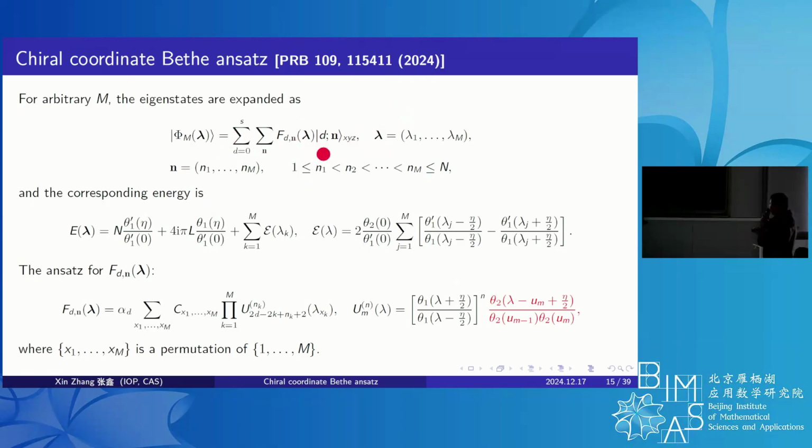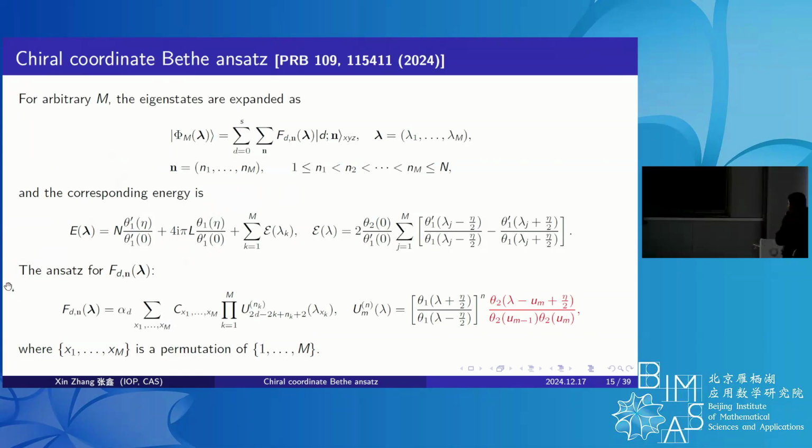Here we use a set of Bethe roots, what we call Bethe roots. These Bethe roots have m components. The expansion coefficient is this f, and then we need to know this sum for d from 0 to s. Then the corresponding energy can be parameterized by the Bethe roots in this way.